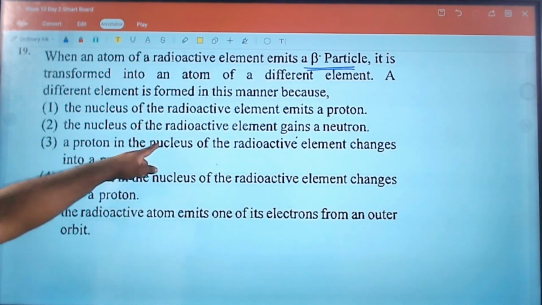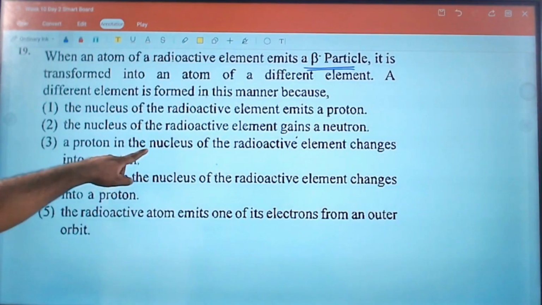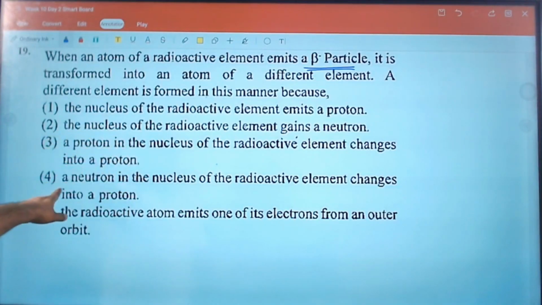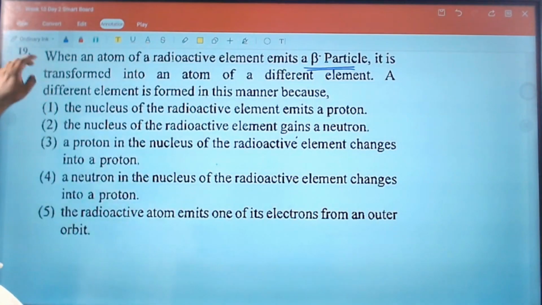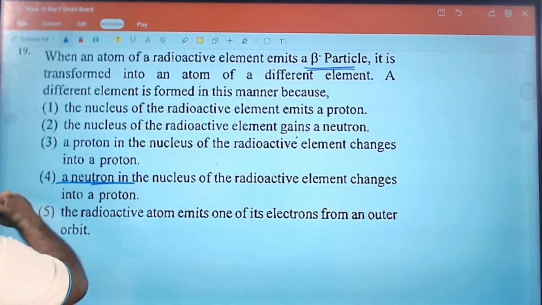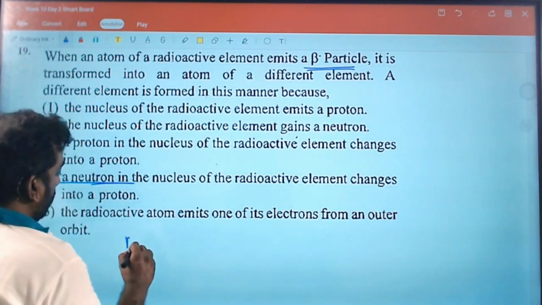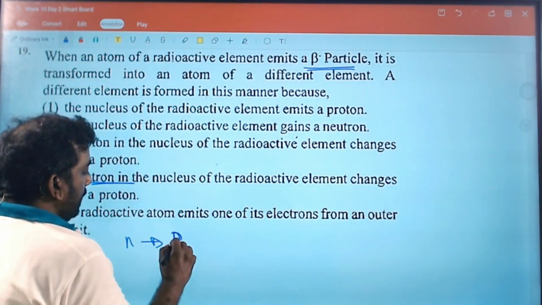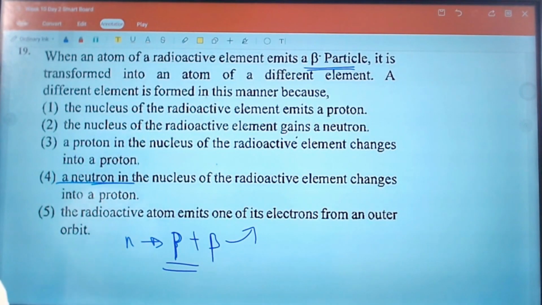So in the nucleus, radioactive elements gain neutrons, wrong. A proton in the nucleus of the radioactive element changes into a proton, wrong. A neutron in the nucleus changes into a proton. A radioactive atom emits one of its electrons from the outer surface. So this one looks correct. A neutron in the nucleus of the radioactive element changes into a proton. Correct? Neutron changes to a proton and an electron. Electron is emitted, proton remains. Answer number 4.